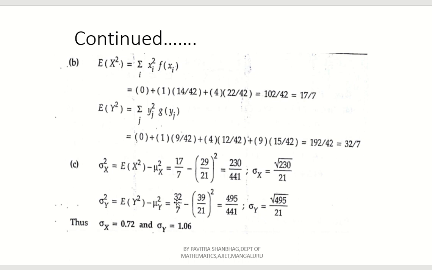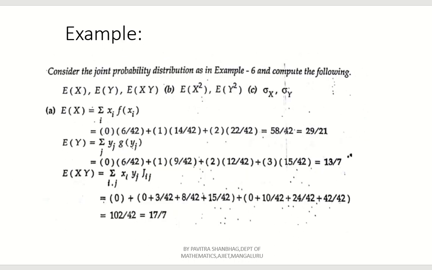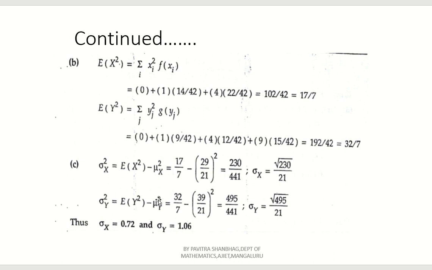That is (32/7 − 39/21)², because mu y is nothing but the expectation of y. See here, what we obtained, E of y is 13/7. Now it's a whole square. 13/7 is nothing but 39/21, the same. It's a whole square, that is 495/441.